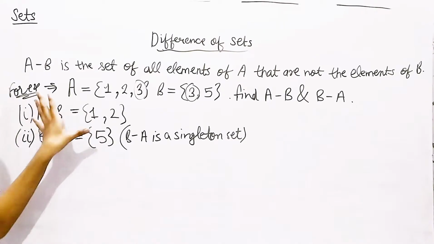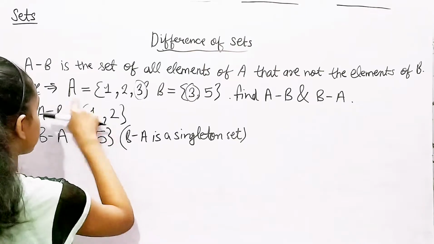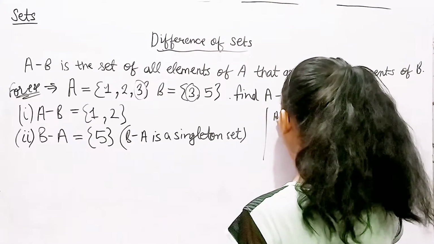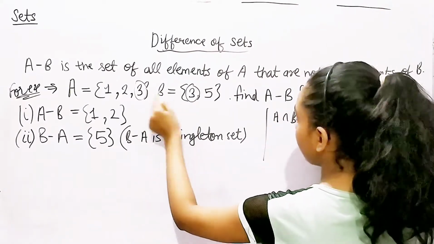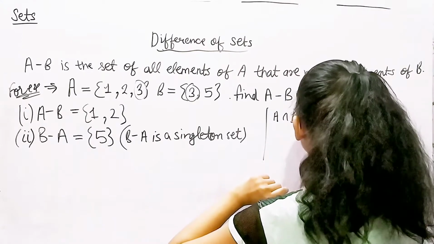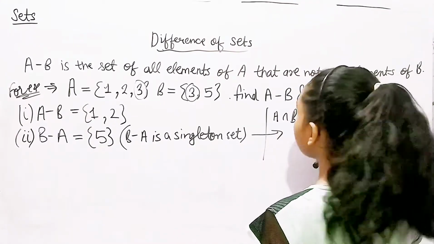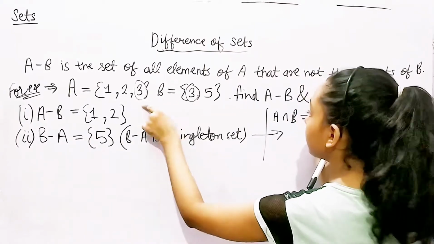What if I talk about the intersection of sets? If we have to find A intersection B, it is going to be equal to the element 3. And this is also going to be a singleton set, because there is only one element that is common in both the sets, and that is 3.